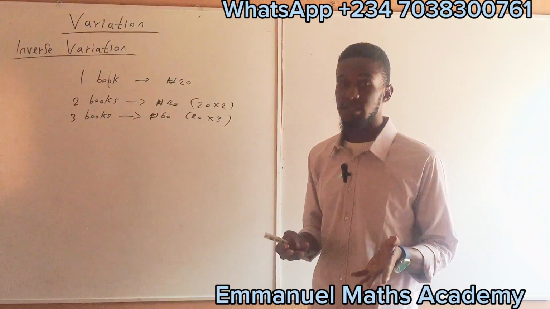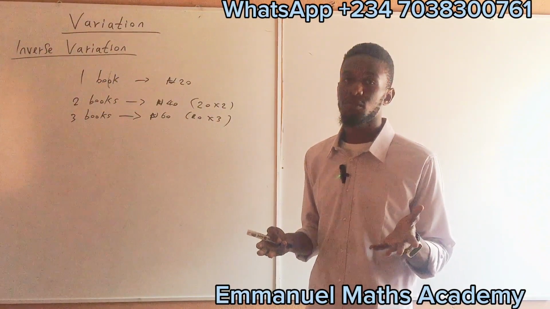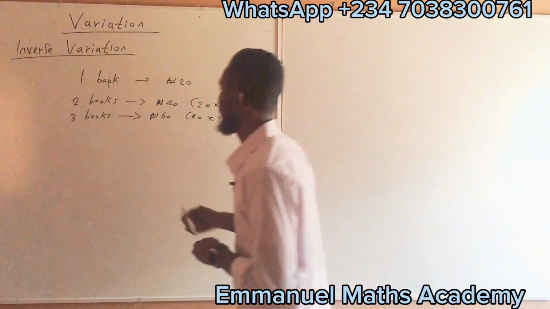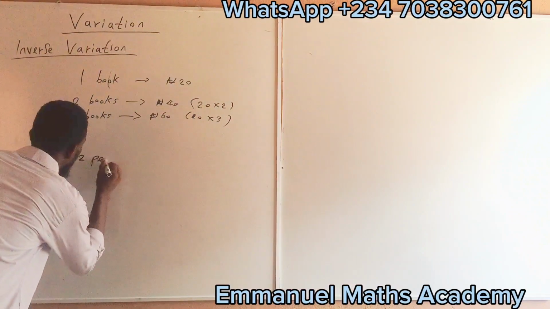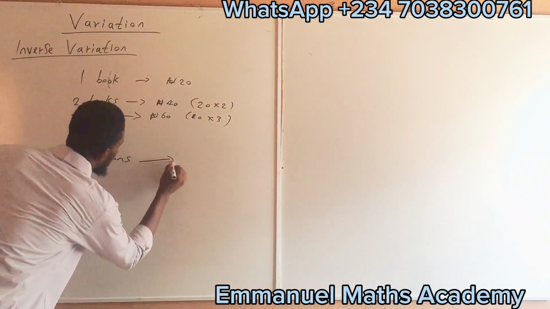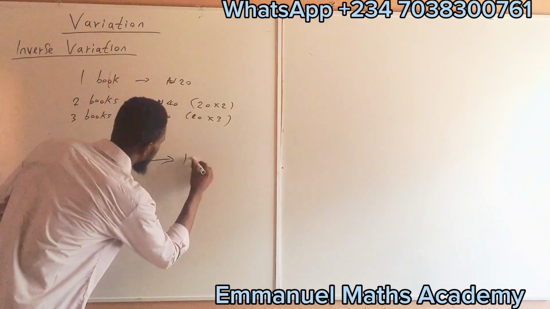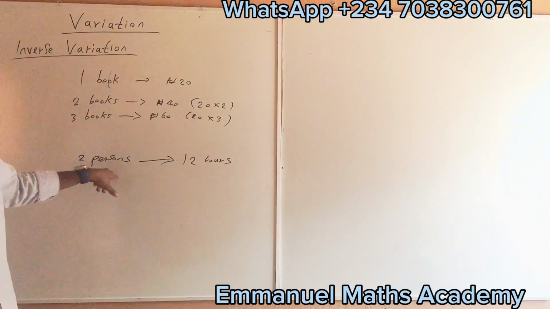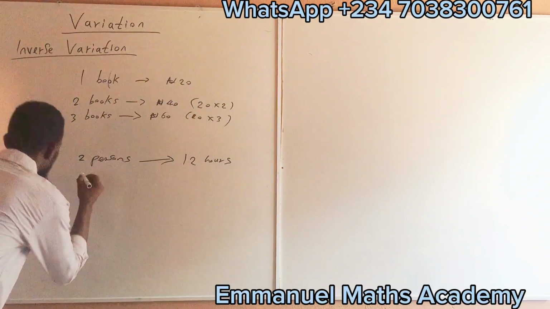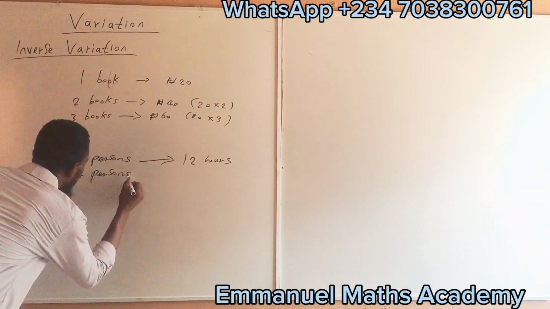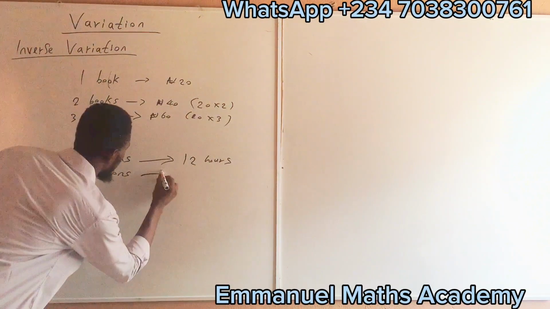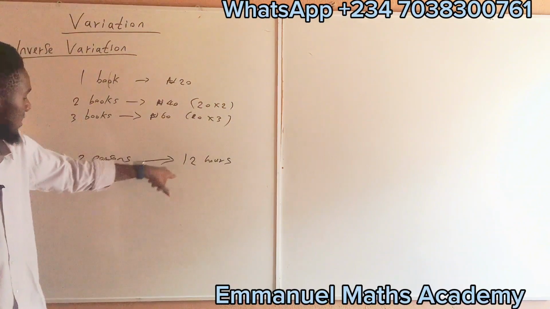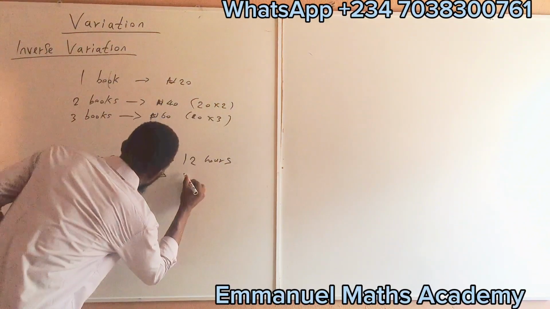Let's assume that in this class, 2 persons are meant to sweep a class in maybe 12 hours. If they can sweep this class in 12 hours, then if I decide to increase the number of persons that will sweep this class, if I increase this to 4 persons, naturally the number of hours which they will use to sweep this class will decrease, right? Let's say it will decrease from 12 hours to 6 hours.